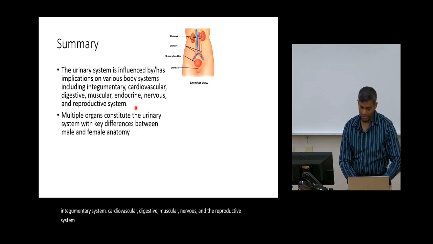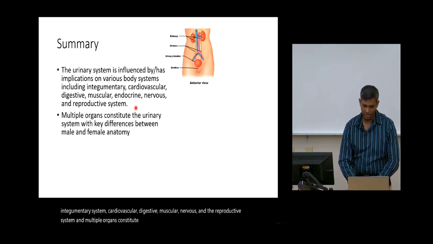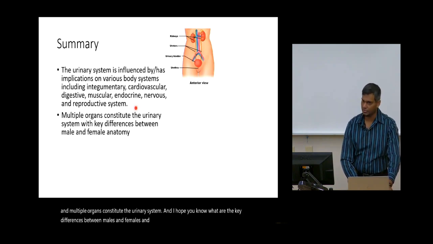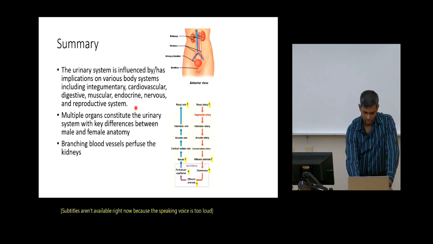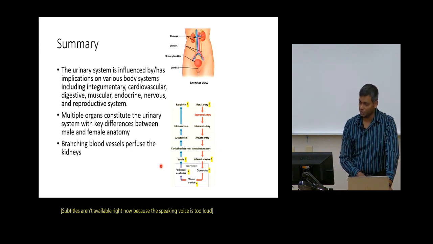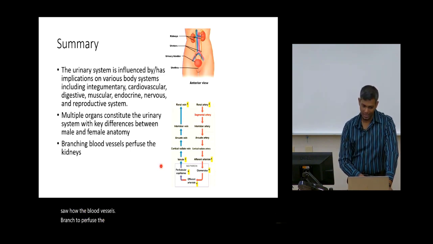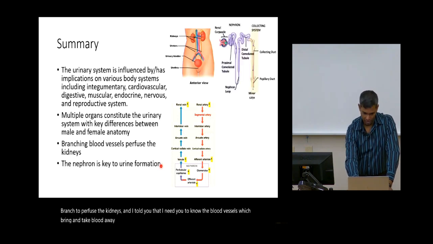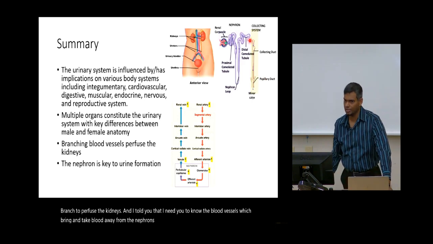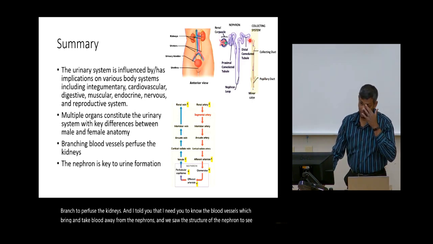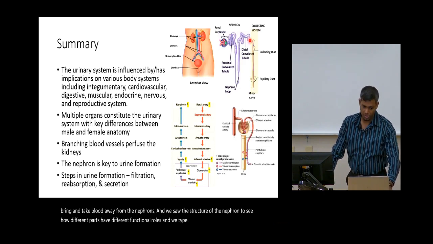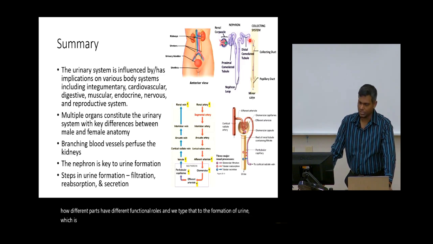And multiple organs constitute the urinary system, and I hope you know what the key differences are between males and females and why that increases the risk of UTIs in females. We saw how the blood vessels branch to perfuse the kidneys, and I told you that I need you to know the blood vessels which bring and take blood away from the nephrons. And we saw the structure of the nephron to see how different parts have different functional roles, and we tied that to the formation of urine, which has three main steps: filtration, reabsorption, and secretion.